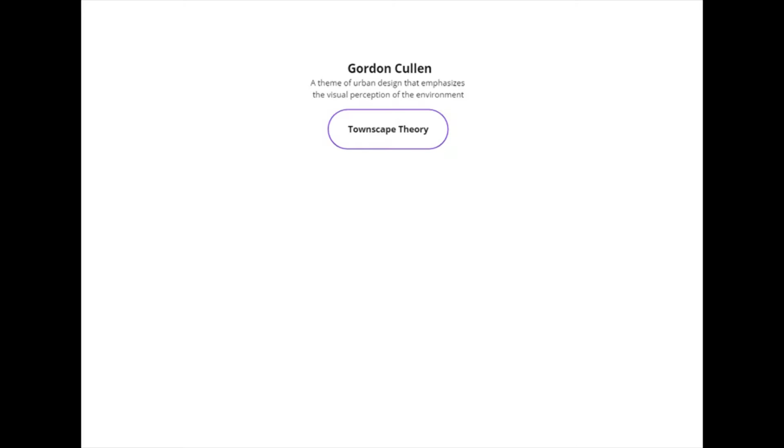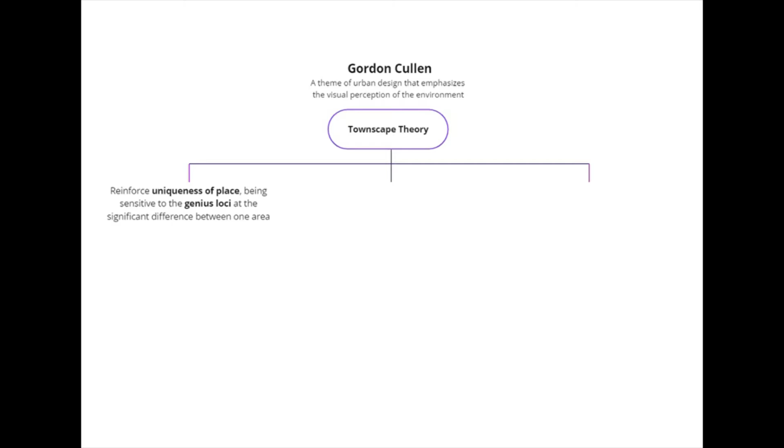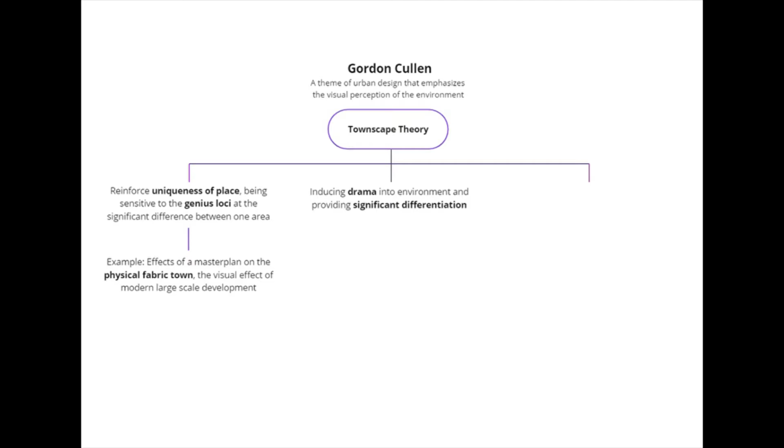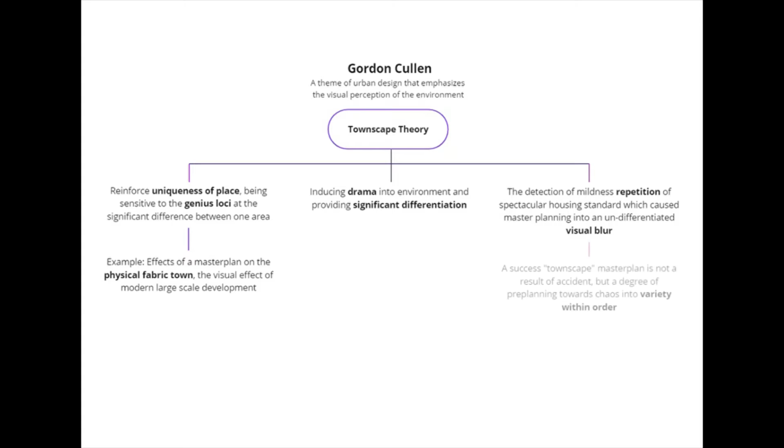The theory of the townscape focuses on three main concepts. First, reinforcing the uniqueness of place, which is being sensitive to the genius loci and significant differences. Secondly, inducing drama into the environment and also providing significant differentiation. Lastly, Gordon Cullen argues that repetition of spectacular housing standards causes master planning to become an undifferentiated visual blur. Thus, a successful townscape master plan is not the result of an accident, but of a degree of pre-planning, turning chaos into variety within order.